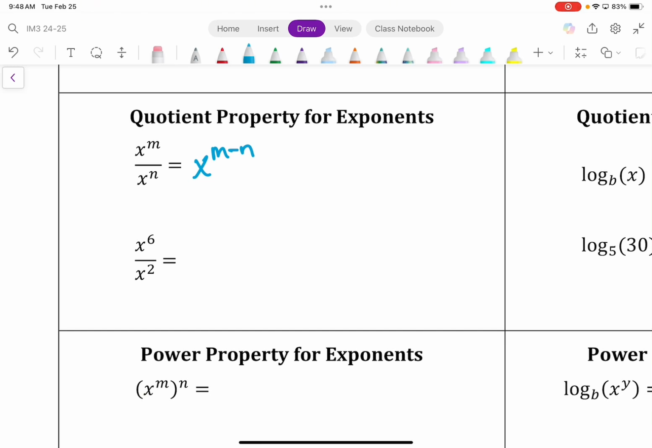So with actual numbers, x to the 6 over x squared is the same as x to the 6th minus 2, which is x to the 4th. Okay. So how does that translate to logarithms?